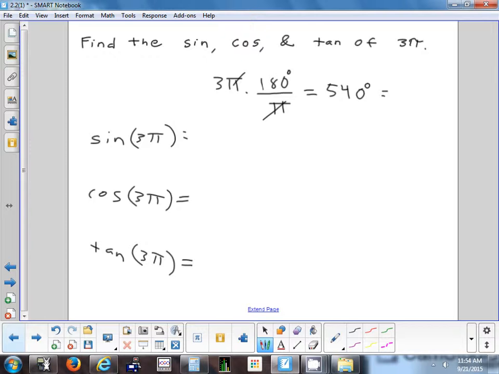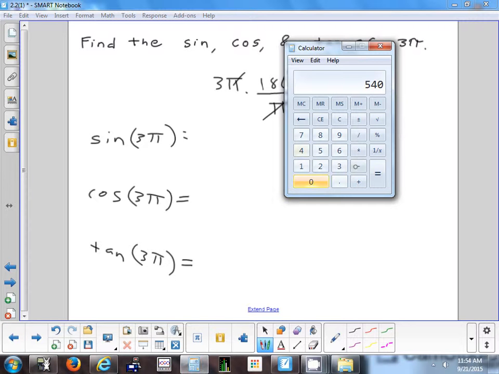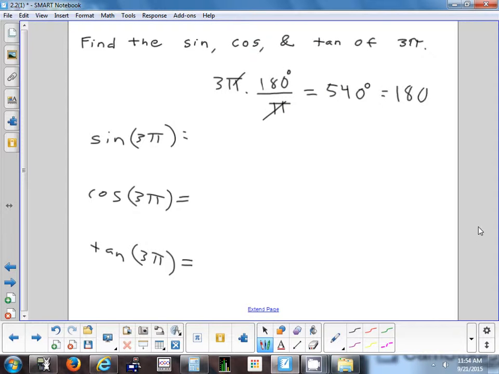Now, that angle's kind of big to work with. So what was the trick I said you can do to make angles smaller? Subtract 360. So 540 is the same as 180. Okay, now we've got the angle down to a manageable size. We can figure out the coordinate. How'd you get 180? So take 540 and subtract 360. It's like subtracting 1 revolution.